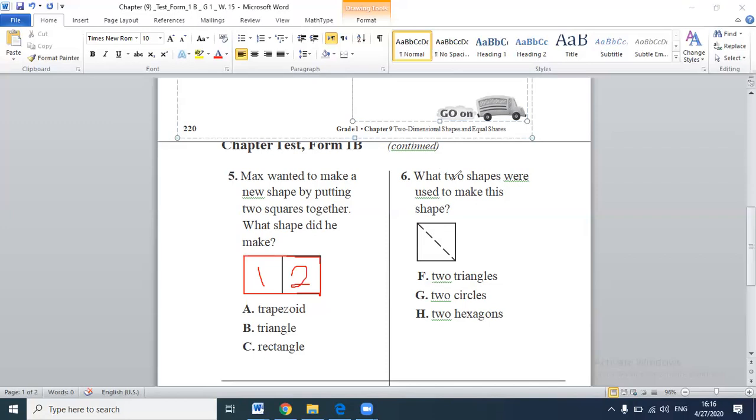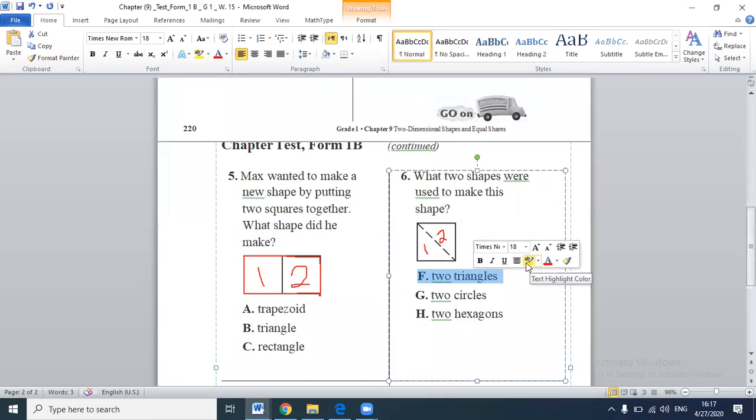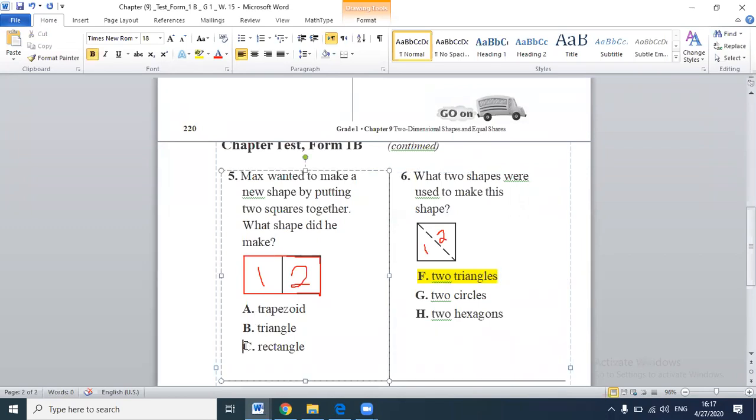Okay, number 6. What two shapes were used to make this shape? I have one, two. Two triangles, two circles, or two hexagons? Two rectangles or two triangles? No, not rectangles, triangles. Two triangles. Yes, so I have two triangles. They form this square shape. And number 5, the answer is rectangle, letter C. Okay, as you see.